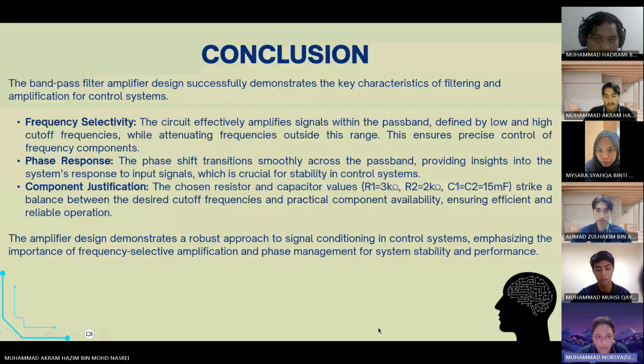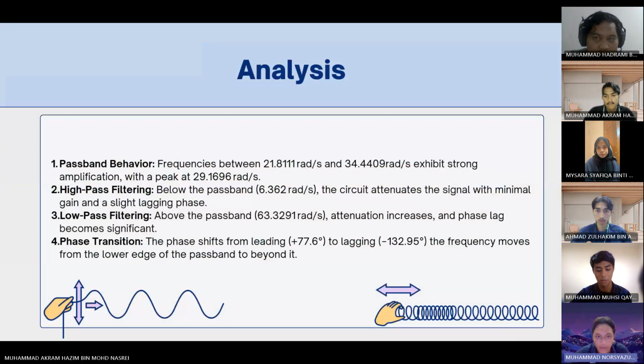Okay, first, passband behavior. Frequencies between 21.811 radian per second and 54.4409 radian per second exhibit strong amplification. At 29.1696 radian per second, from our observation, strong amplification occur within this range.